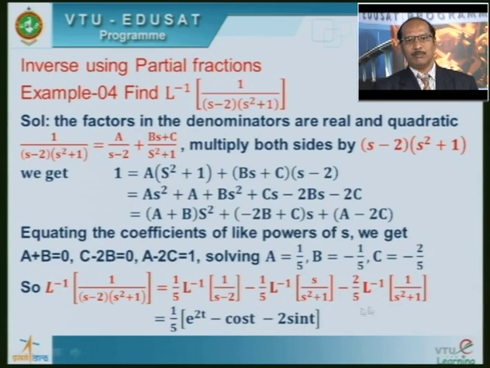So, 1 by 5 is common throughout the three terms, it is taken outside: 1 by 5 into e raised to 2t minus cos t minus 2 times sin t. So, in this way, one is linear and the other one is quadratic, and the partial fraction forms are referred to here.